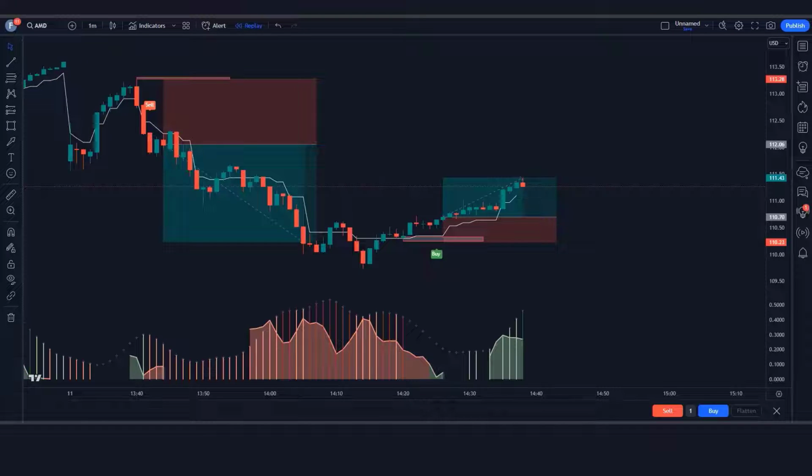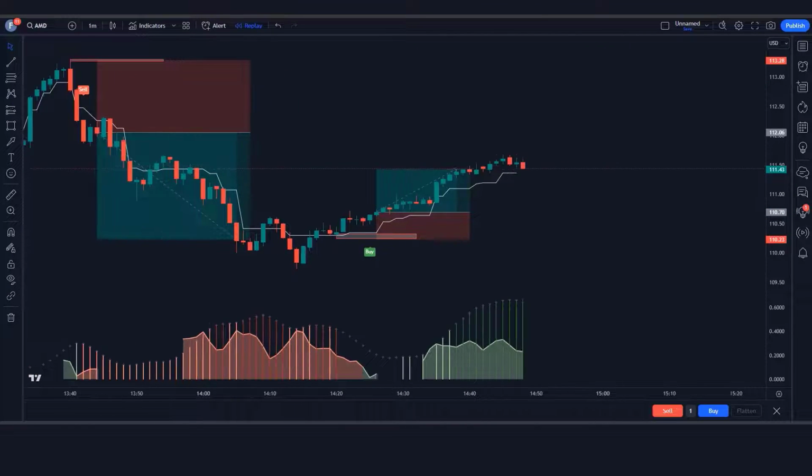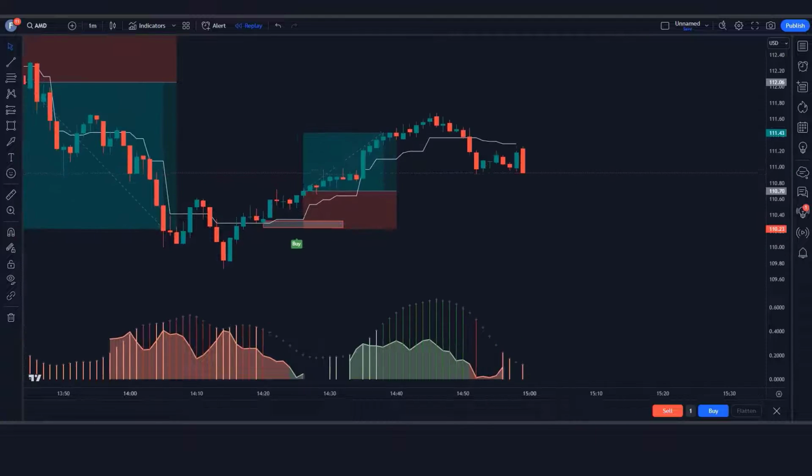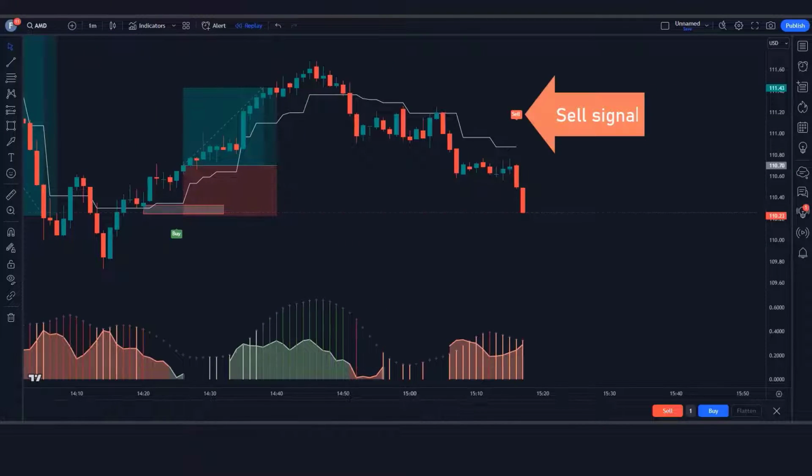The market has completely hit the target. I hope you must have liked this trading setup and strategy. If not, then it doesn't matter, we are going to see examples of some trades, so that you will definitely understand. Here the power trend indicator gives us the sell signal.